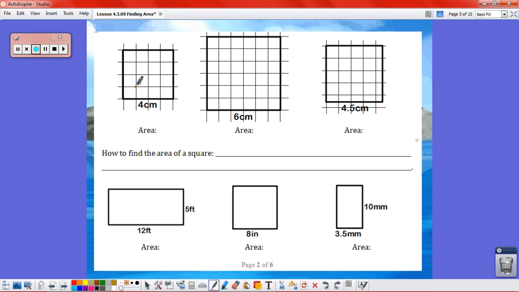Squares are really easy. 4 by 4, 16. 6 by 6. 6 times 6 is 36 centimeters squared. 4.5 by 4.5. Well, you've got 16, and then 1, 2, 3, 4, and a quarter. So 20.25.